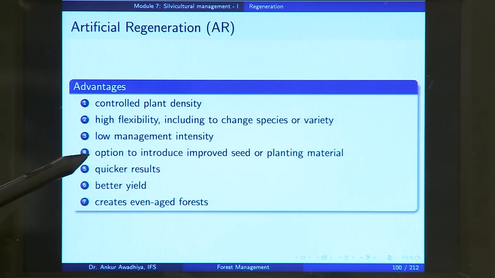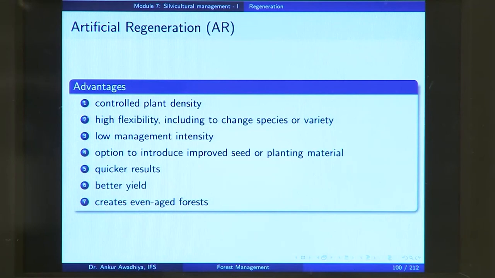There is an option to introduce improved seed or planting material, which you did not have in the case of natural regeneration or ANR. The results are quicker, because in this case the establishment also is quicker. What you are doing is, you are taking your seeds, you are growing them in a nursery, you develop seedlings, and then you keep your seedlings in the nursery for say 2 or 3 years. So, you already have very tall plants, and by the time you put them on the soil, they are already quite well established. So, you do not have to wait for them to develop more resistance against the natural adverse conditions. So, the establishment is very quick in the case of artificial regeneration.